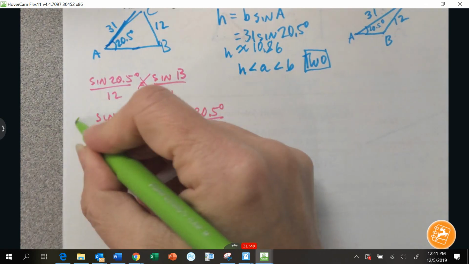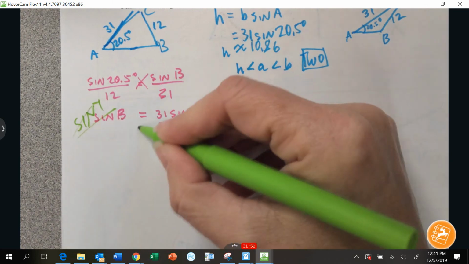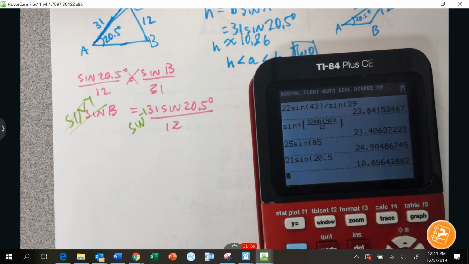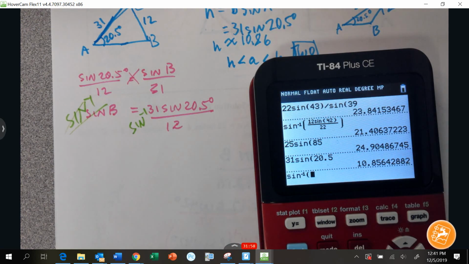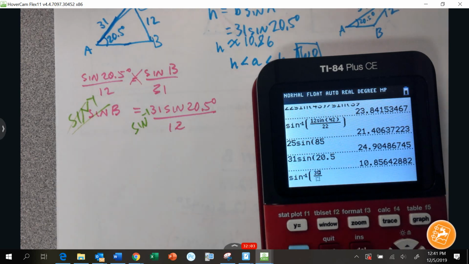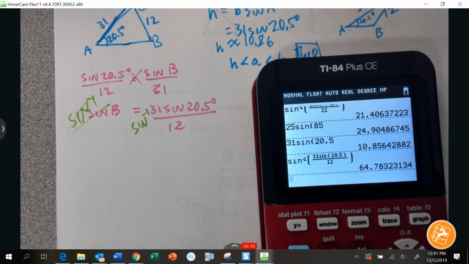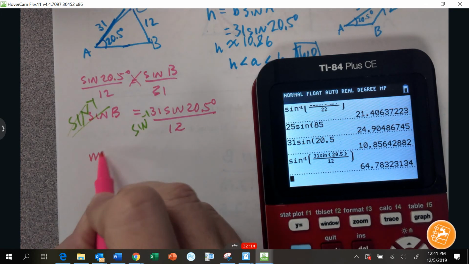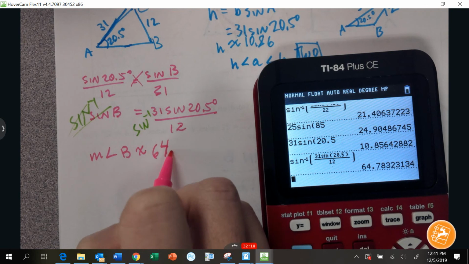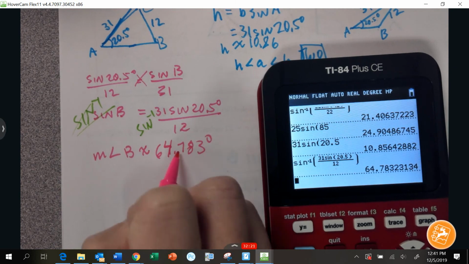But then what do we have to do to type it in the calculator? We have to do sine inverse. So these will cancel. We'll do sine inverse. So that's what I'm going to type in my calculator. 64.783 degrees is what I got for angle B.